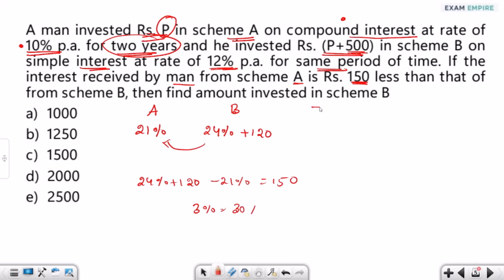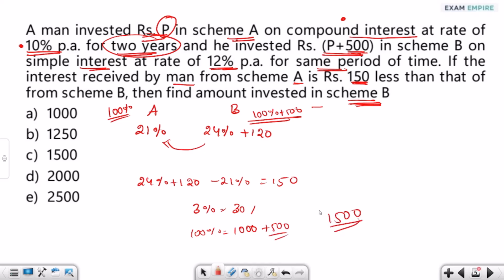Find the amount invested in scheme B. Here, if they have invested 100% of the amount in scheme A, in scheme B they have invested 100% plus an extra 500. If 3% is 30, then 100% will be 1000. And with the extra 500, the answer will be 1500 rupees.